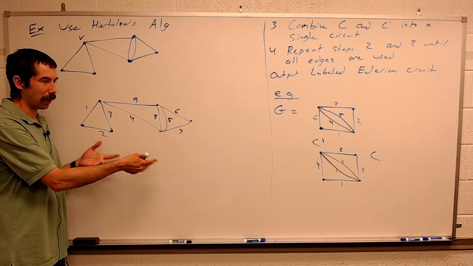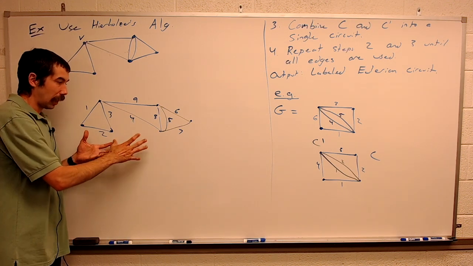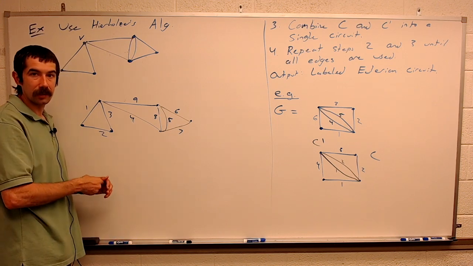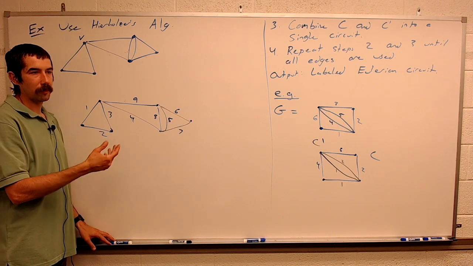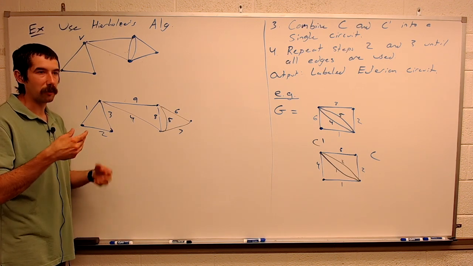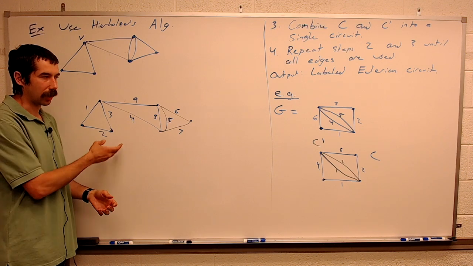All right, so these algorithms have their positives and their negatives. This one is nice if you have a circuit and you want to build off of it. Like maybe you're learning some information about the graph as you go. Fleury's algorithm is nice if you want to do an Eulerian trail, right? This one you can't do the trail.